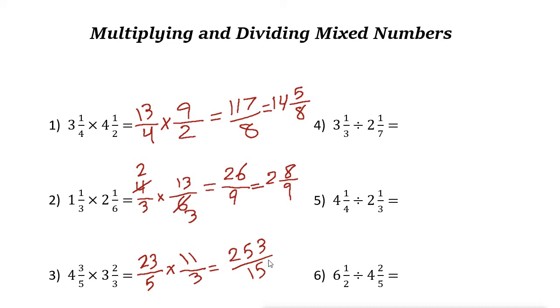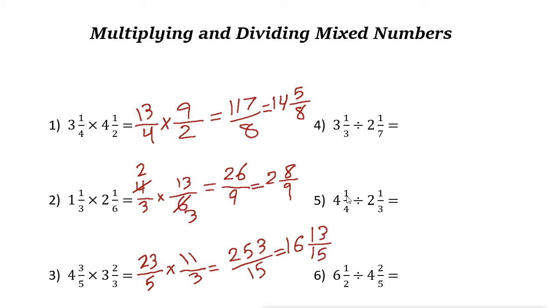Now, we need to turn this into a mixed number because the numerator is bigger than the denominator. So just divide 253 by 15. 253 divided by 15, the answer is 16. 16 is the whole number, and the remainder is 13. 13 over 15 is the fraction. So 253 over 15 is the same thing as 16, 13 over 15.